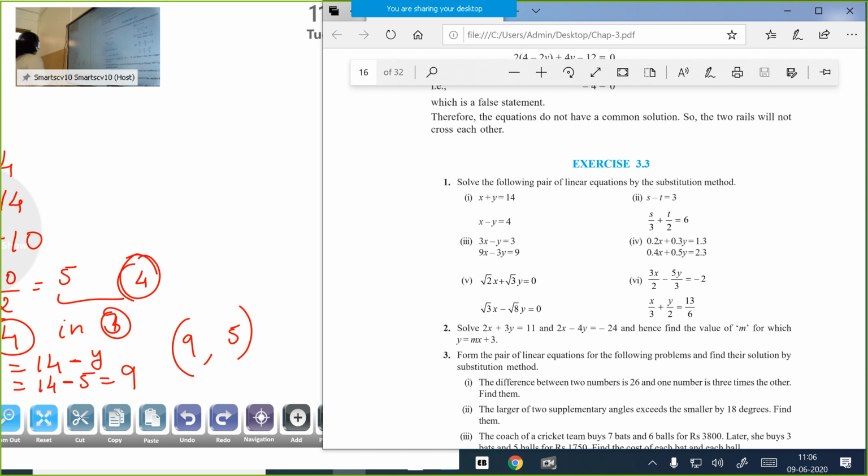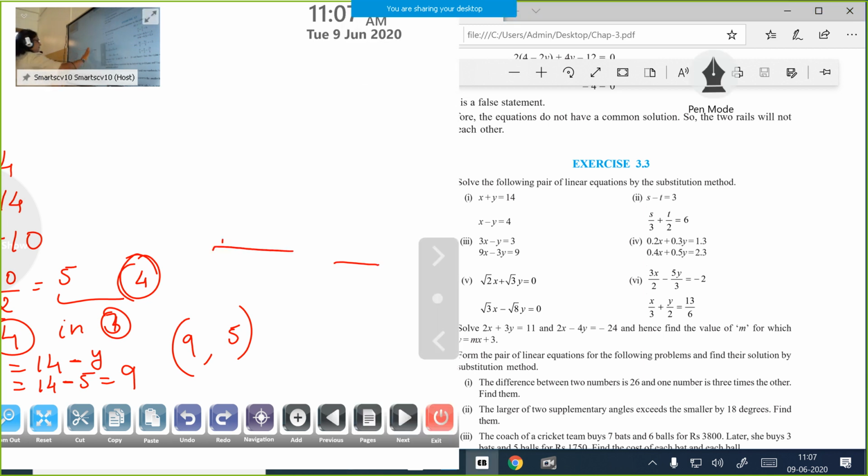Then what is the second step? Substitute this value of x or y in the second equation, and reduce the linear equation into one variable. Clear? Then the third step is to substitute the value of y or x in the first or second equation and find the value of x or y. Clear? This is a simple method.